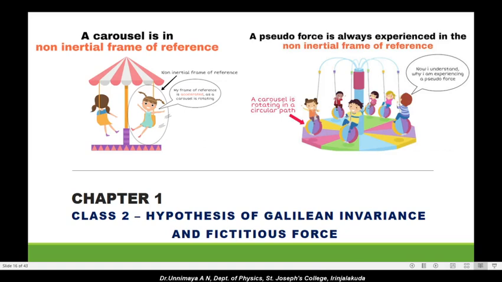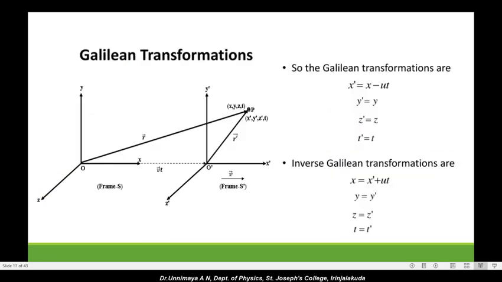Today we are going to discuss the topics hypothesis of Galilean invariance and fictitious forces in non-inertial systems. First we are going to discuss the hypothesis of Galilean invariance. For that we have to consider the Galilean transformation equations.